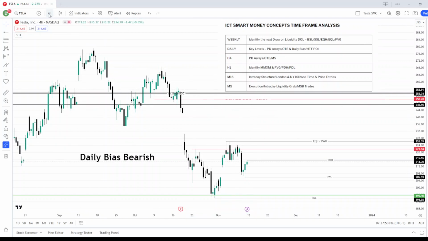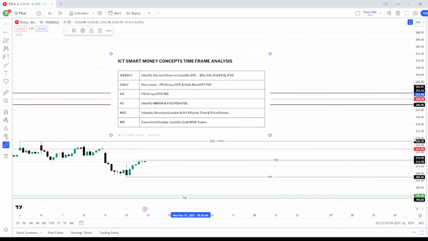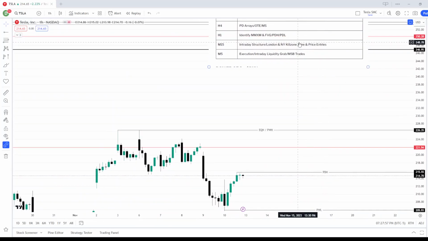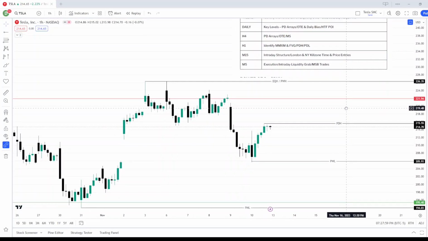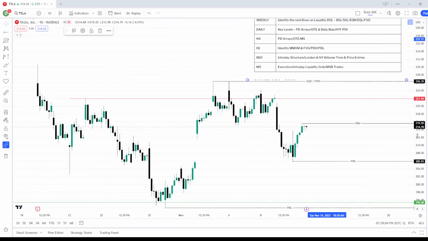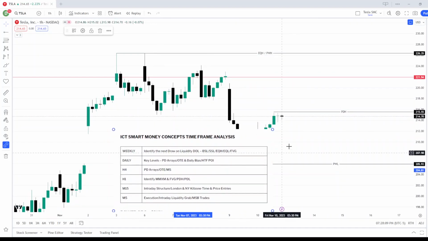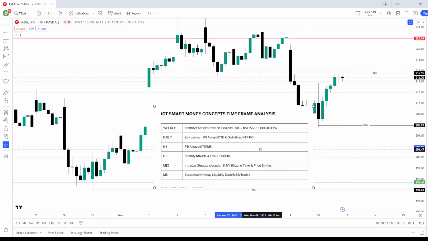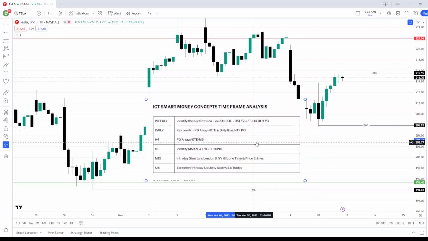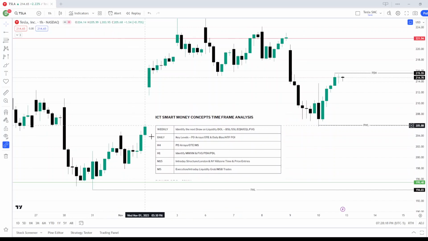So jumping into the 1-hour chart, drag this guy over, extend it up. All right, there we go. All right, so on the 1-hour time frame, we're looking for market maker buy model, market maker sell model.